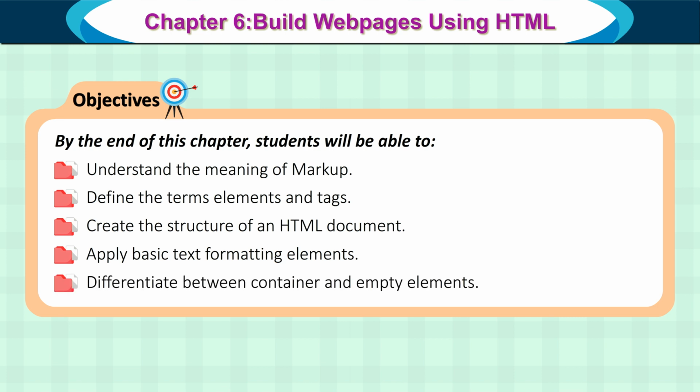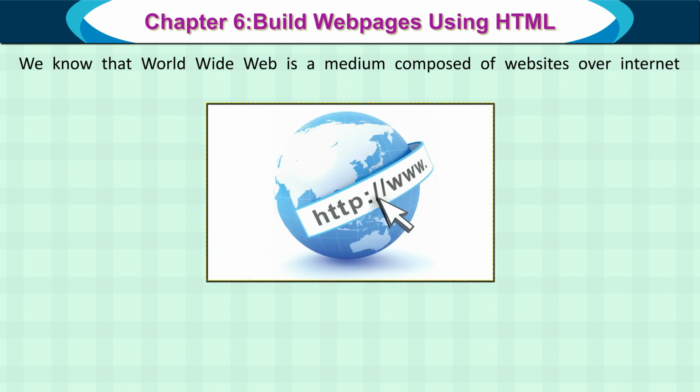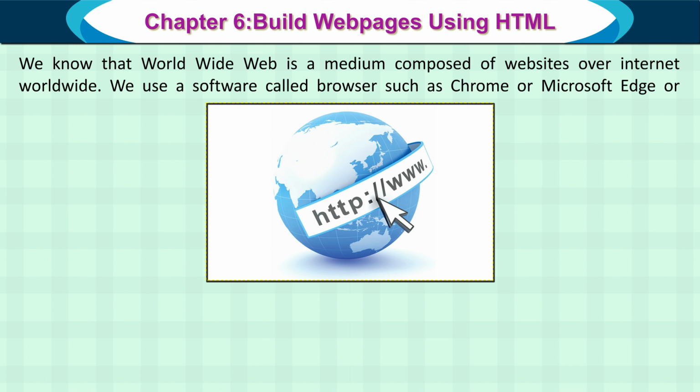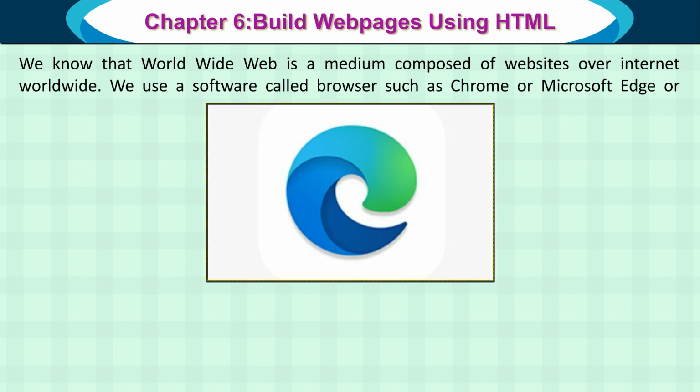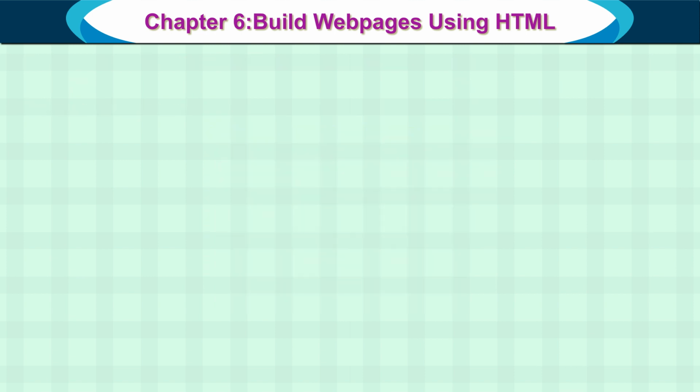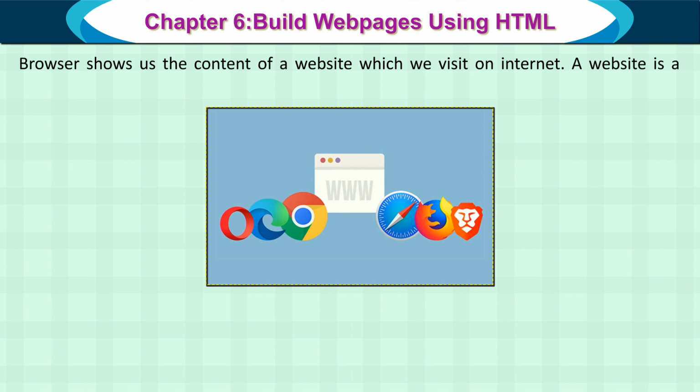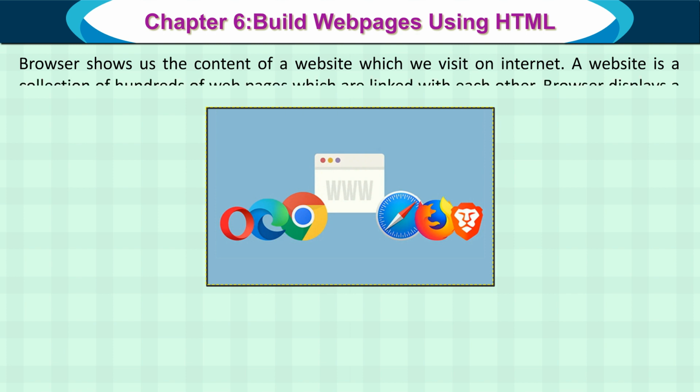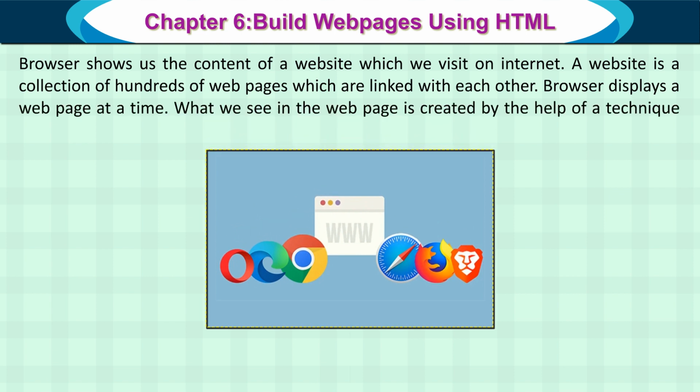elements. We know that World Wide Web is a medium composed of websites over Internet worldwide. We use a software called browser such as Chrome or Microsoft Edge or Firefox to visit Internet. Browser shows us the content of a website which we visit on Internet. A website is a collection of hundreds of web pages which are linked with each other. Browser displays a web page at a time.